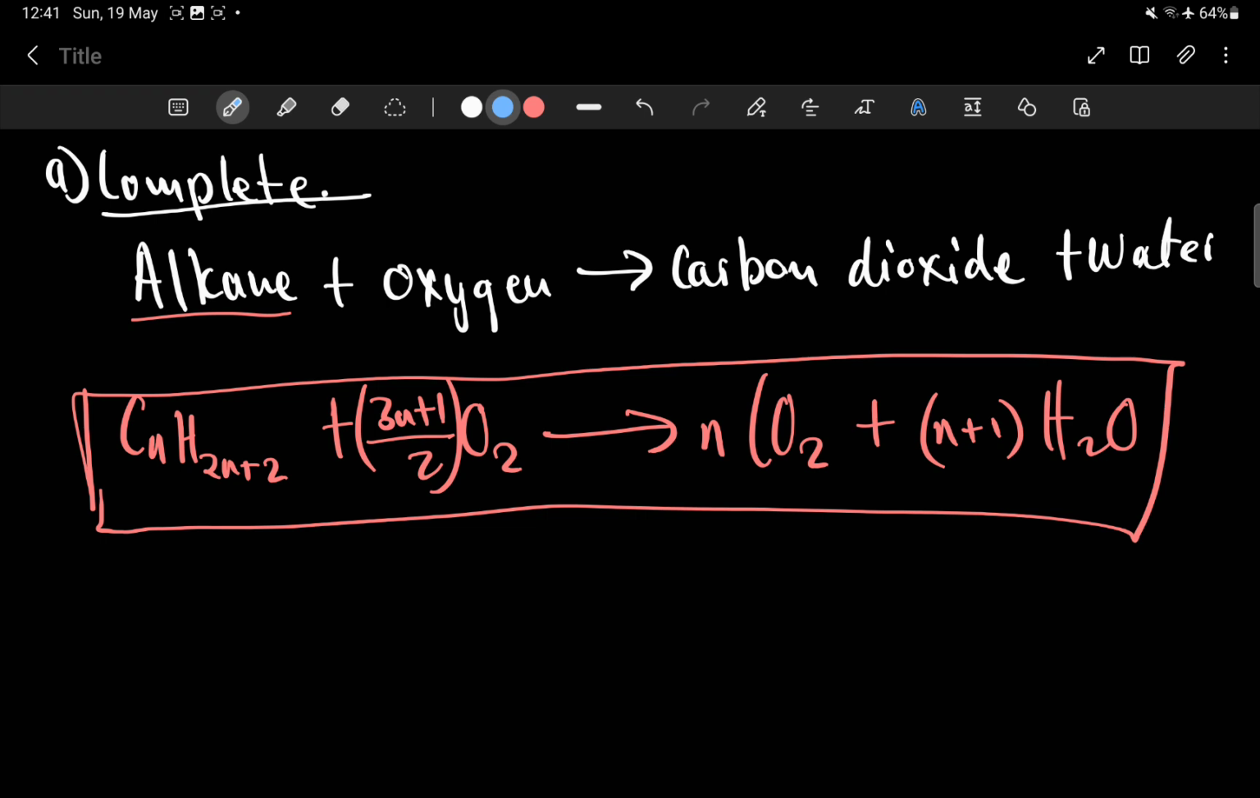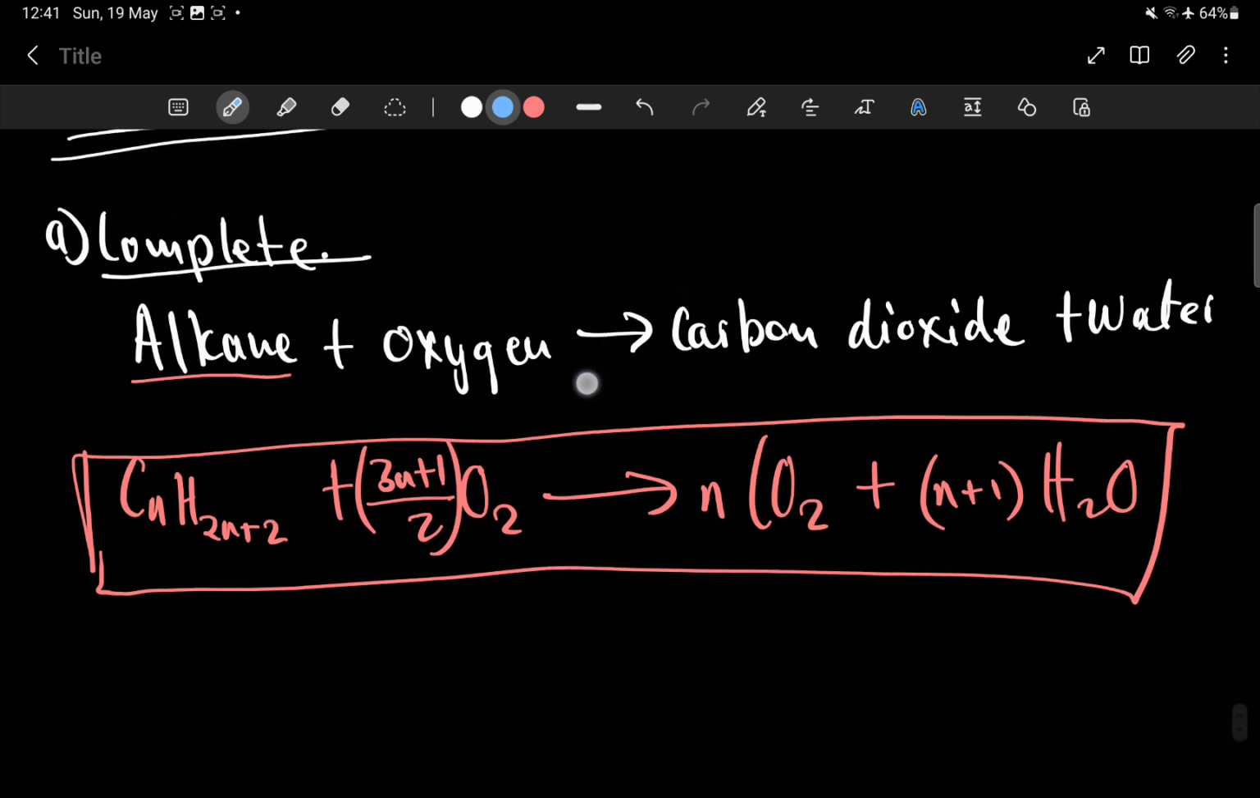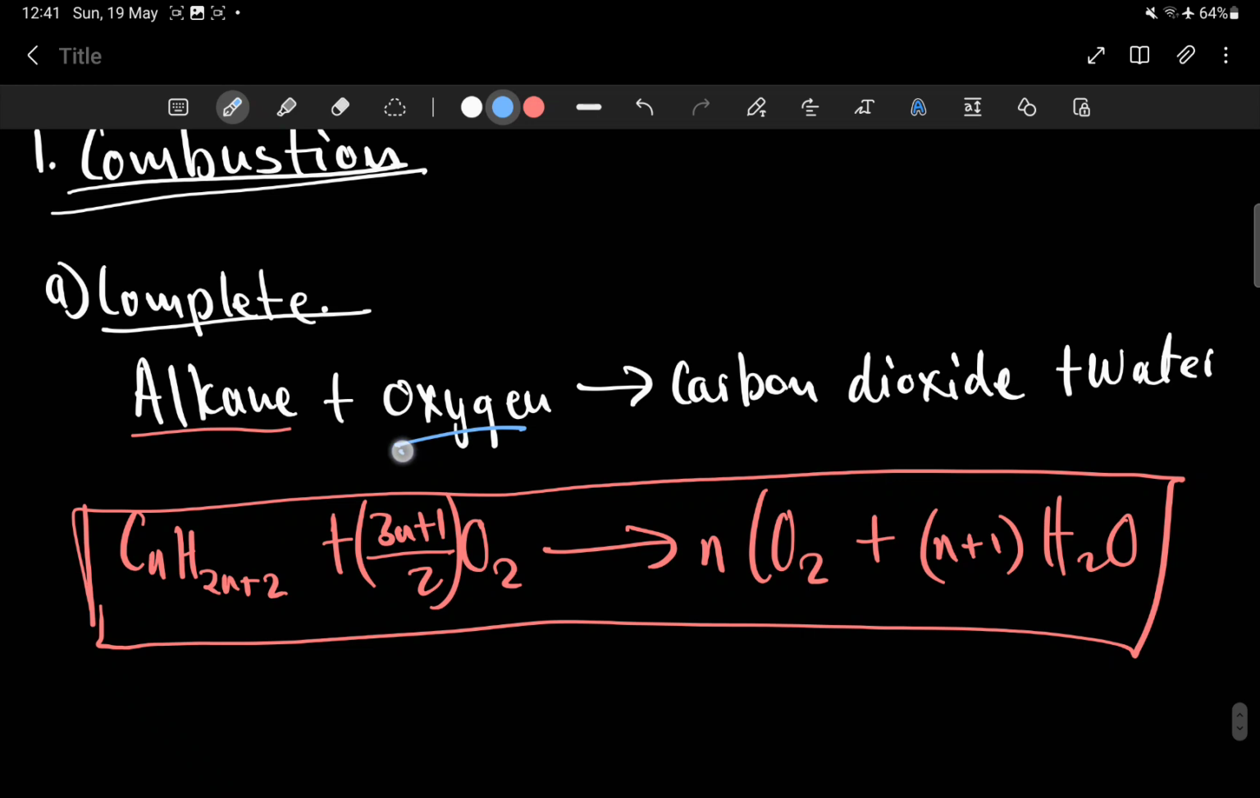It's an exothermic reaction. It releases heat. Combustion is burning, and burning is the reaction with oxygen. When you are reacting with oxygen, you are burning up. That's combustion. So this is what you get: carbon dioxide and water. And you should know that it releases heat, so it is exothermic.